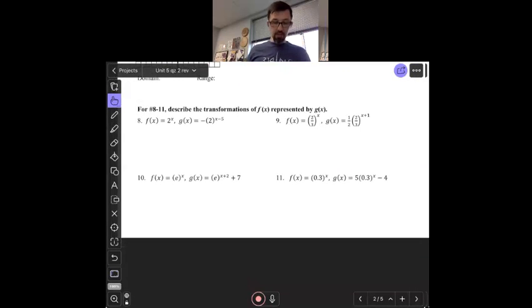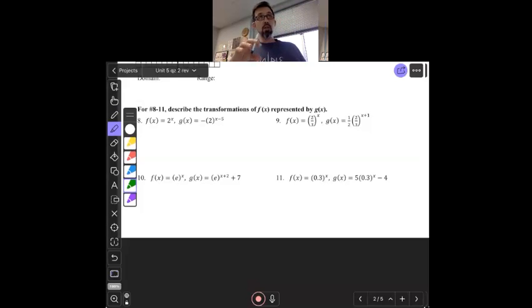8 through 11, these really should be like the easiest problems for you guys because we've done this so many times. The main mistake I saw was you guys getting a little confused with the 2 here on number 8 or the 2/3 versus the 1/2 on the 9. Again, focus on that idea that there's a base function. 2 to the x is the base function. I don't need to talk about the 2 to the x. What I need to talk about is the things that are new, so the negative and the -5.